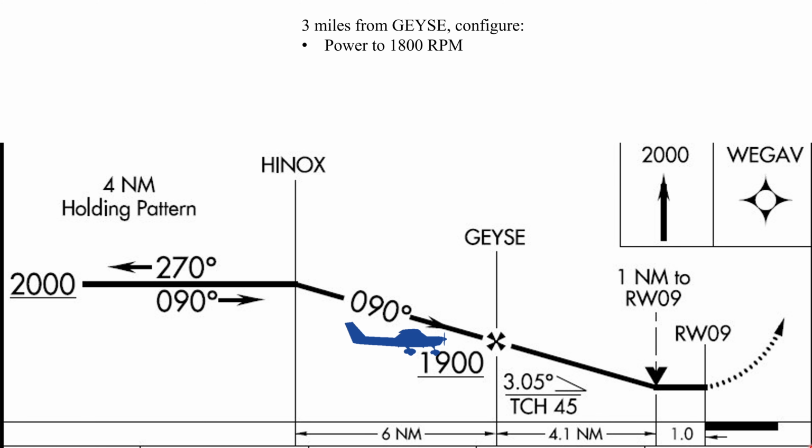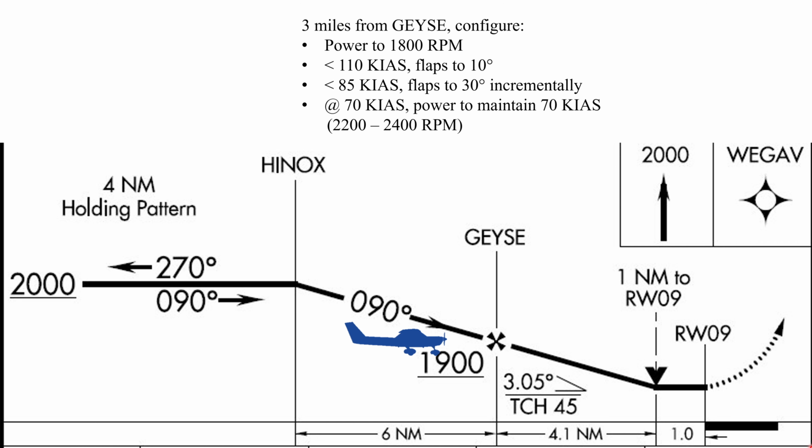So we'll want to bring our power back to 1800 RPMs. When we're less than 110 knots, which should be immediately, we'll go ahead and bring our flaps to 10 degrees. We will hold our altitude and allow the aircraft to slow. When it gets below 85 knots, then bring the flaps to 30 degrees incrementally, one notch at a time. Then around 75 knots, you'll want to bring the power back in so that you maintain level flight at 1900 feet at 70 knots in the landing configuration, and that should be about 2200 to 2400 RPM.